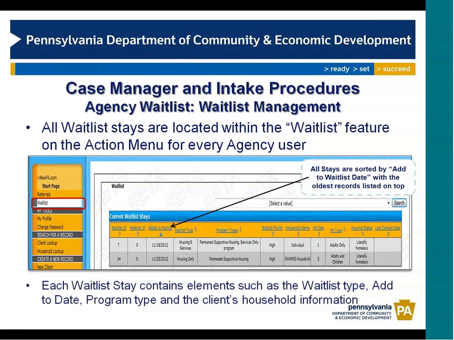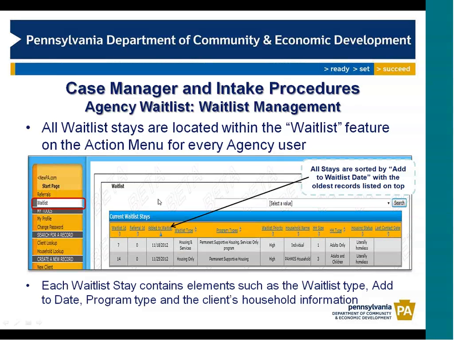Now, as you can see here, it contains a whole lot of data elements to allow users to preview and know what they're looking for. It mirrors a lot of what's in the referrals, with the type, as well as the program types they're looking for, priorities, household information, housing status, also IDs. And it also shows the add to waitlist date.